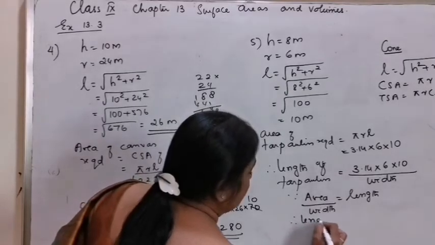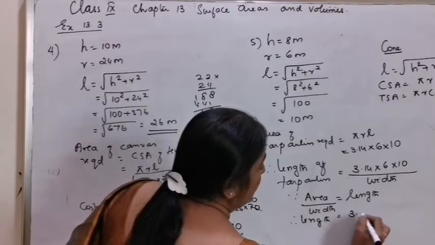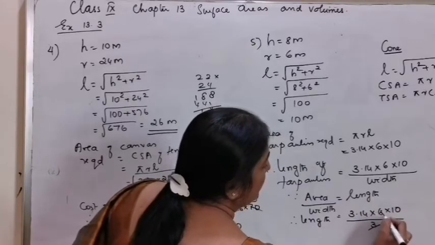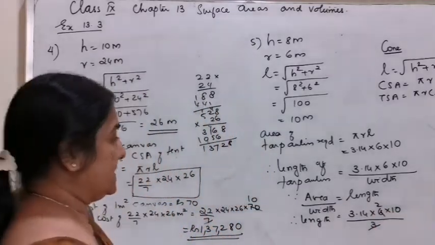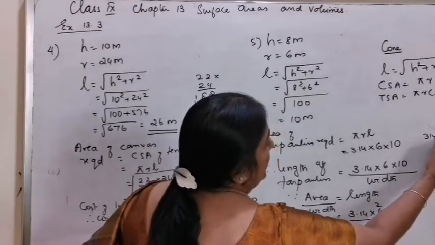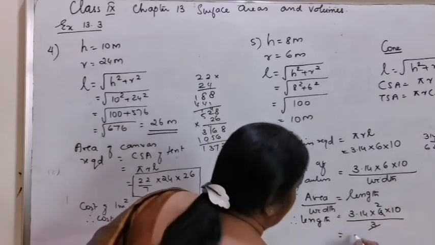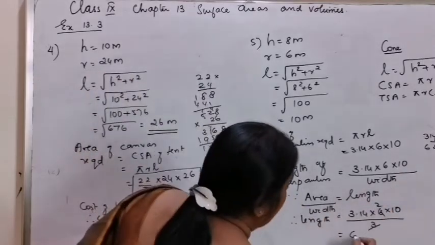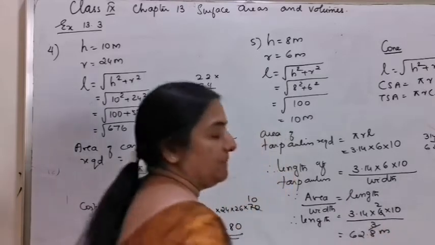Therefore, length is equal to 3.14 into 6 into 10 divided by 3. 3 2s are 6. So now 3.14 into 2. 314 into 2 is 628. So 6.28 into 10, that is 62.8 meter.